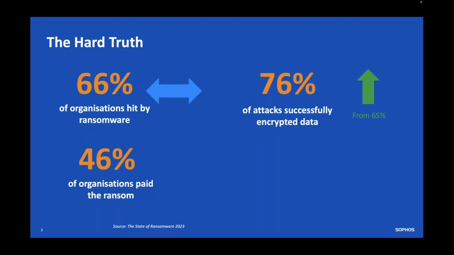The statistic, however, that bothers me the most from the state of ransomware report is the fact that 46% of those organizations that experienced some form of encryption elected to pay the cyber criminals off. So they felt that their best or their only option was to pay the cyber criminals off in the hope that they got their data back. And while that is troubling, it's actually, again, exactly the same statistic as it was last year.